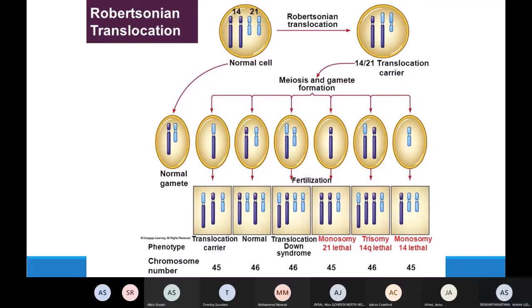Whereas whatever these offspring is down here may or may not get affected. So these are the possible different gametes you'll get from this carrier. So you can get just the Robertsonian translocated one from here. It combines with the normal gamete from a partner, and you just get another carrier. So technically you got 45 chromosomes in there, but this is compatible with life, and the actual phenotype will be a healthy offspring.